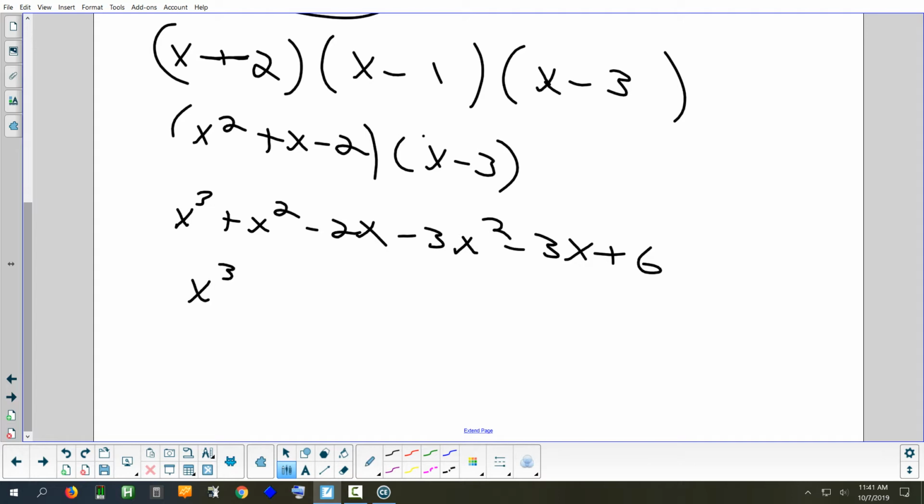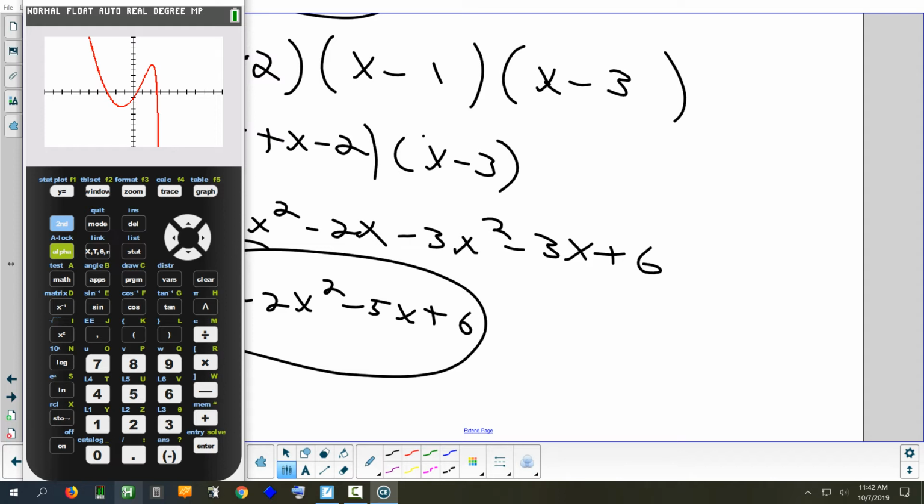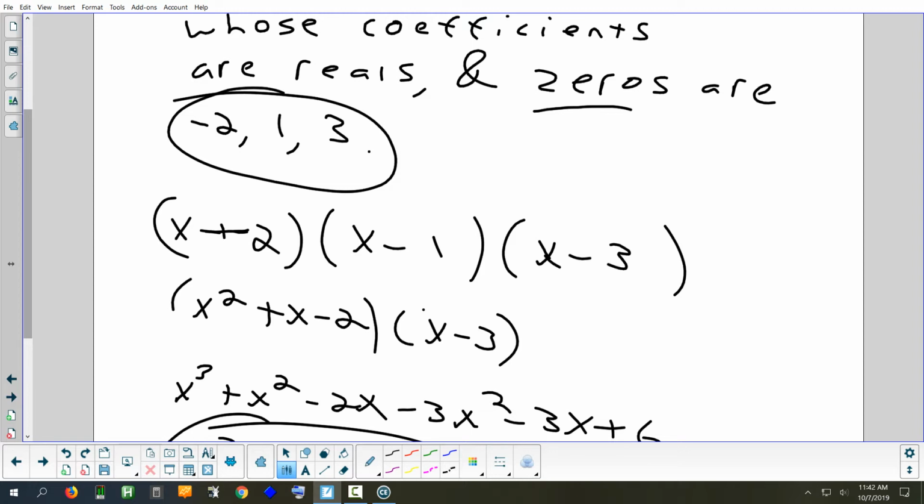Okay. So x cubed, nothing to combine. And what do I get for the rest of it when I combine all my squares, linear terms, and constants? I got -2x squared minus 5x plus 6. Let's check it. -3x squared plus x squared is -2x squared. -2 and -3 is -5, and plus 6. Looks good. Now, if we graph that, we should already know exactly where that's going to cross the x-axis. It should cross in those three spots.